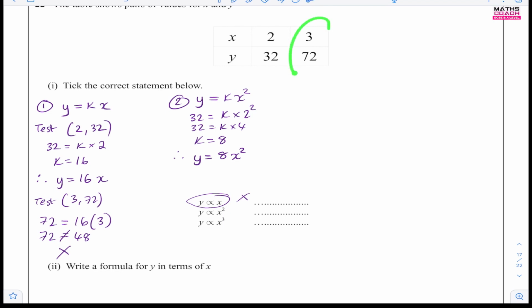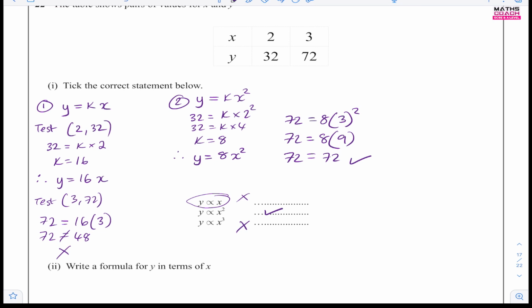Now, let's test it using this. So y is 72 is equal to 8 times by 3 squared. What does that give me? 8 times 3 squared is 9, and 8 times 9 is 72, and therefore we have a match. This means the second one is our answer. We don't need to practice this on the third one because we already have our correct statement.